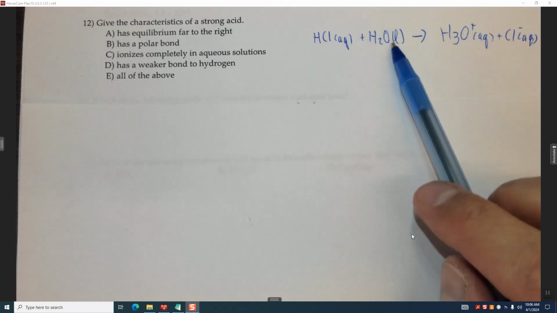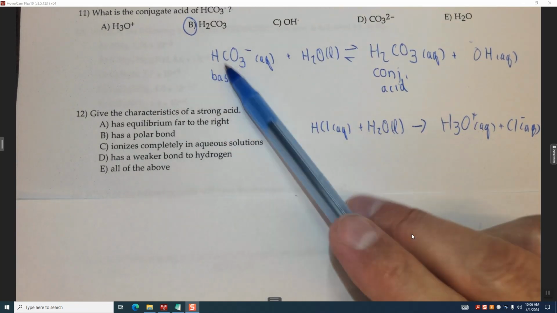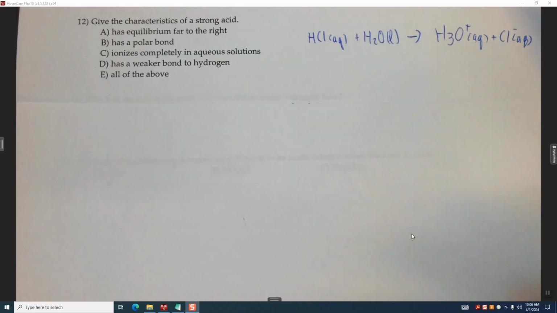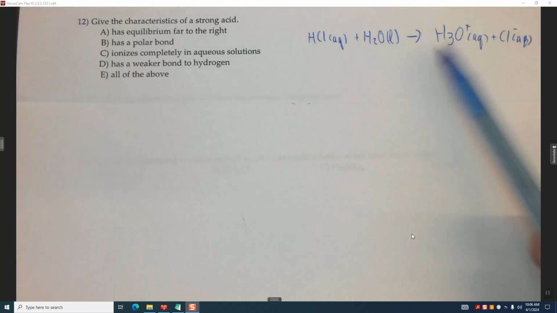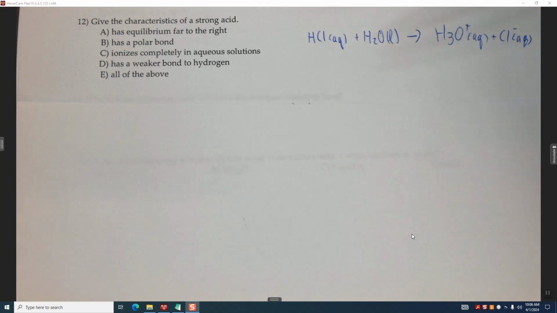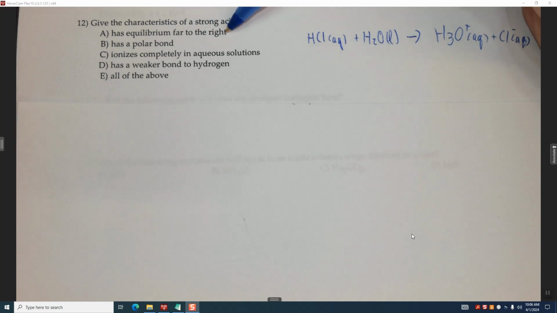So this completely protonates it. If you remember the previous example, this was an equilibrium reaction. This happened to be a base and not an acid, but it was an equilibrium reaction. This is not really an equilibrium reaction. This is just basically it protonates the water. So let's look at the first thing. The first thing is, has an equilibrium far to the right. That's another way of saying it's not an equilibrium reaction.